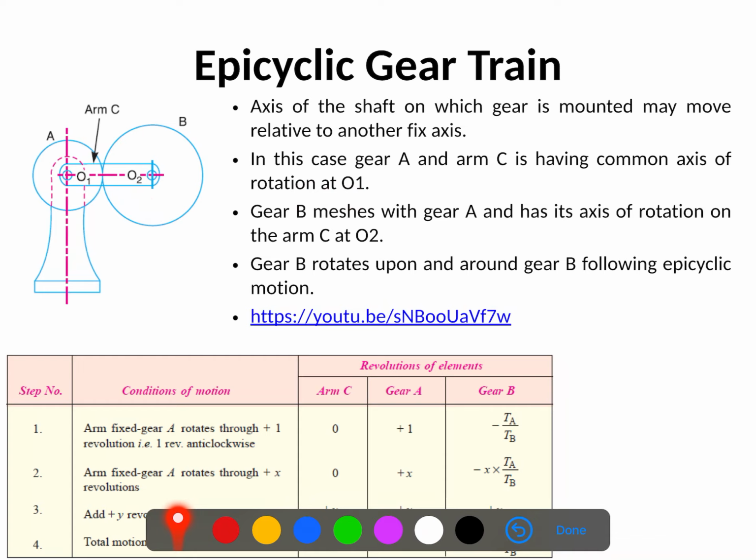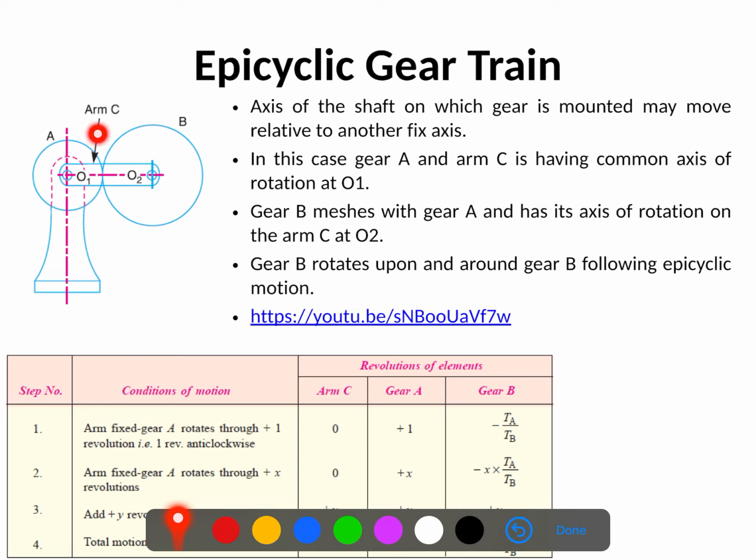Similarly, gear B is mounted on the arm C and its axis of rotation is at O2. So we can say gear B meshes with gear A. Gear B is in mesh with gear A and has its axis of rotation on the arm C, at O2. Now if we consider that arm C is fixed, then it is a simple drive, that is, when gear A rotates in the clockwise direction, gear B will rotate in the anti-clockwise direction.